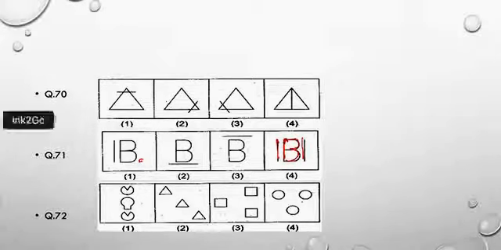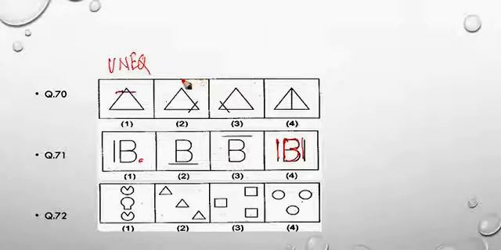Question 70. There are 4 options given. In each option there is a triangle and there is a line which is crossing the triangle from a certain side. In case of option 1, the line is dividing the triangle into two unequal parts.